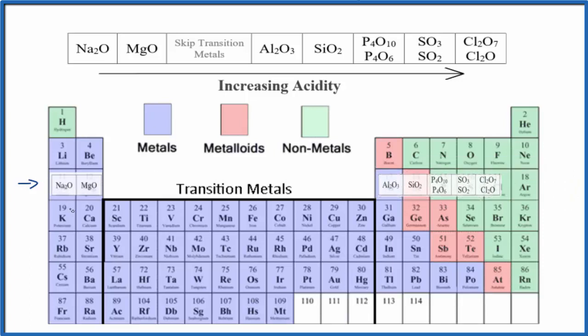So in answer to our question, this K2O, this potassium oxide, potassium's in group 1, so we're going to have a strongly basic metal oxide.